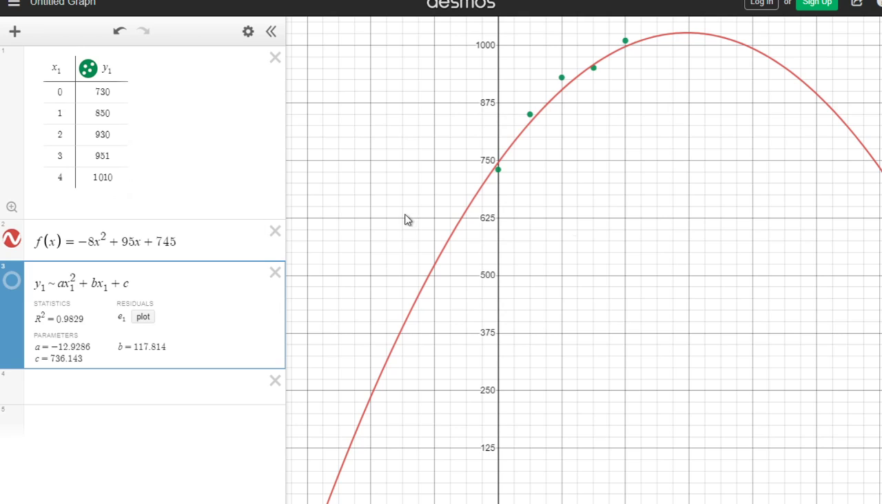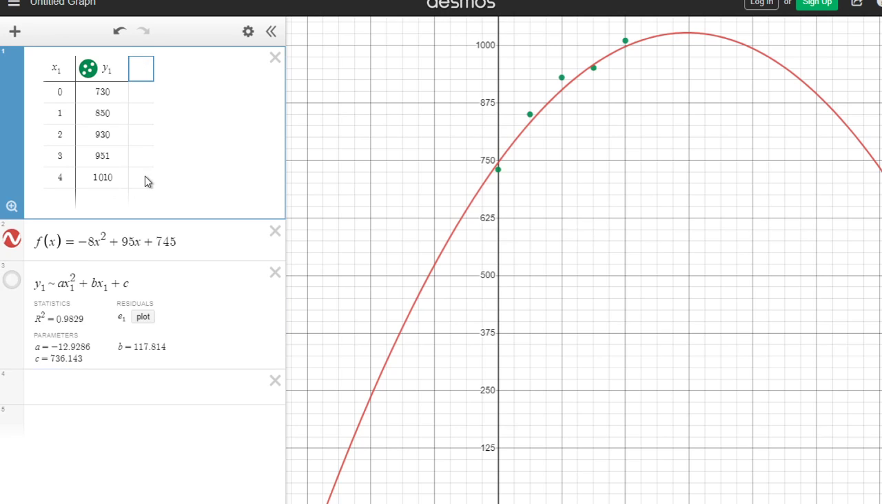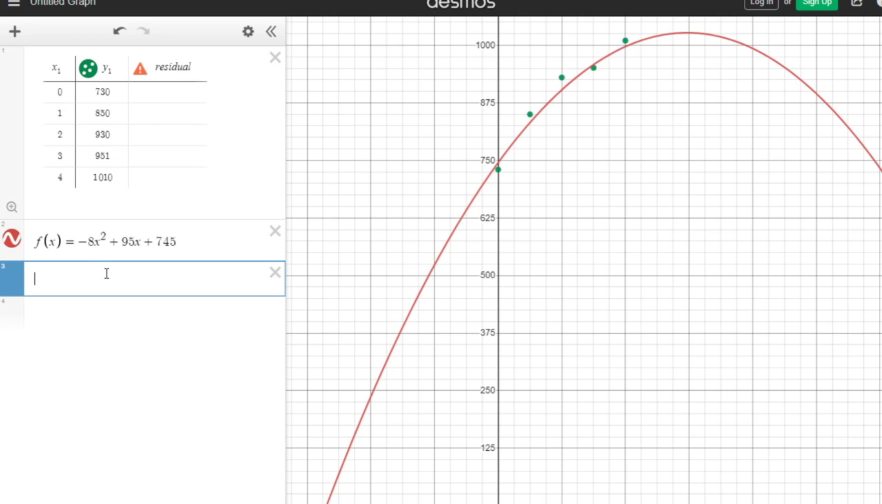Okay. So now that I've shown you where that comes from, I'm going to create a third table that I'm going to call the residual plot. I'm going to remove the extra stuff I was just showing you. So this is going to be the residual line. I'm going to write that in here. And what I need to do is plug in these values for x to get the actual value.